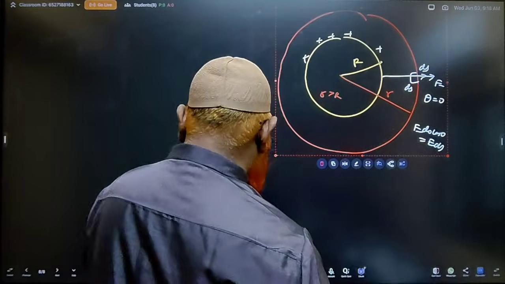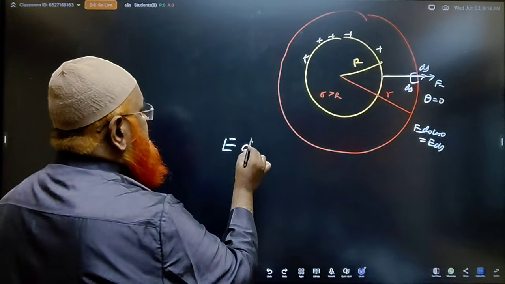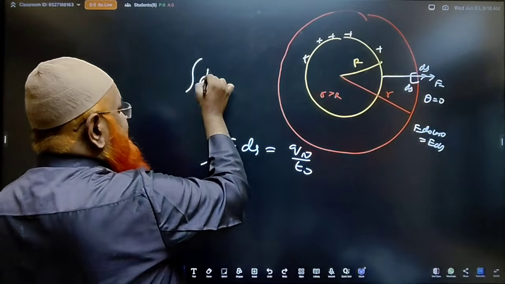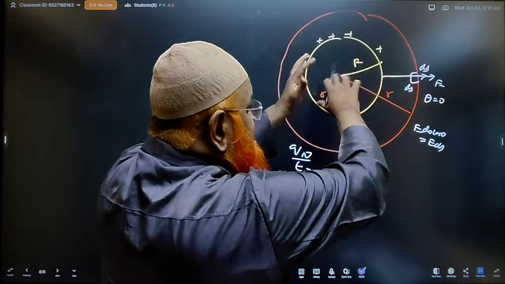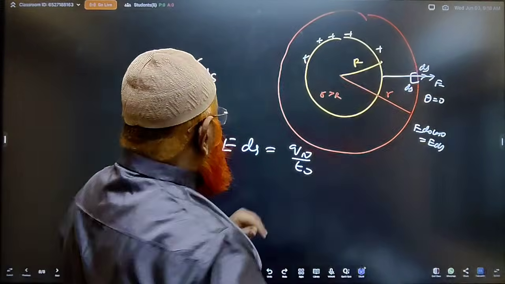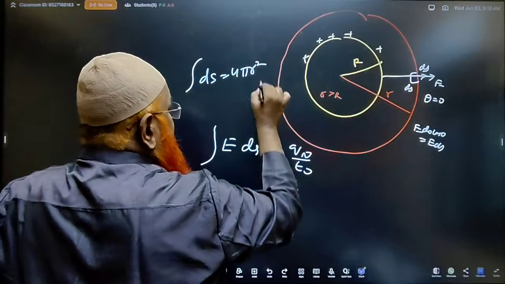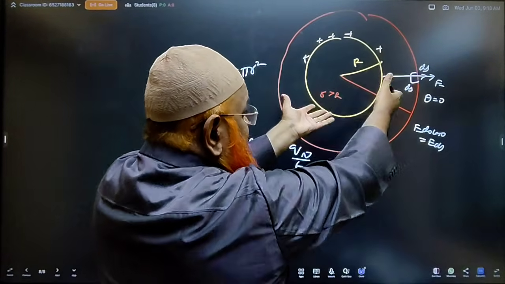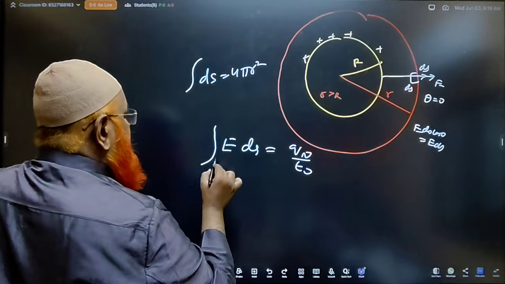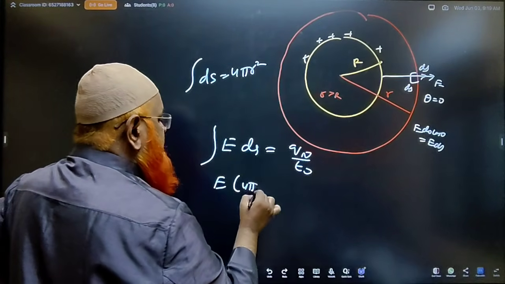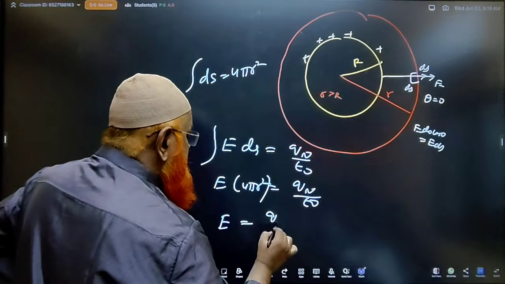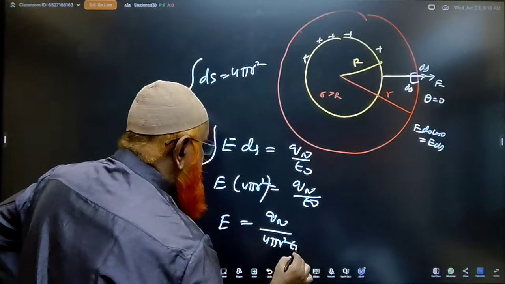Then what's going to happen? Outside the sphere, the integral of E dS is Q net by epsilon naught. Here you take not the actual spherical surface but the imaginary surface, in red color. That larger sphere has radius small r, whose surface area is 4 pi r square. Understood what I am saying? Therefore E dS is E times 4 pi small r square equals Q net by epsilon naught. Therefore E is Q net by 4 pi small r square into epsilon naught.